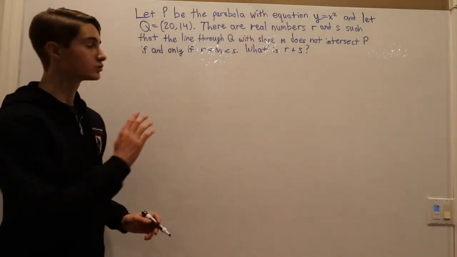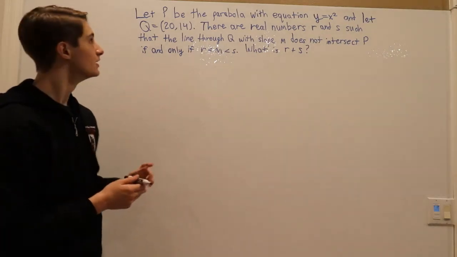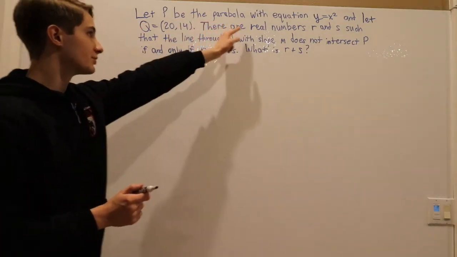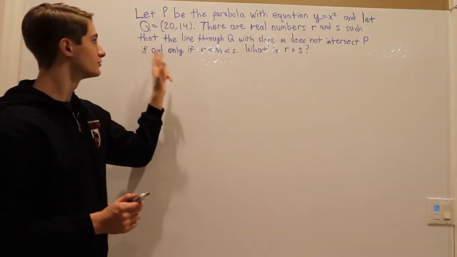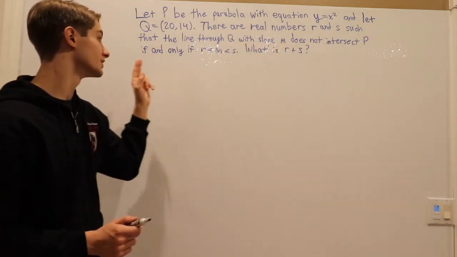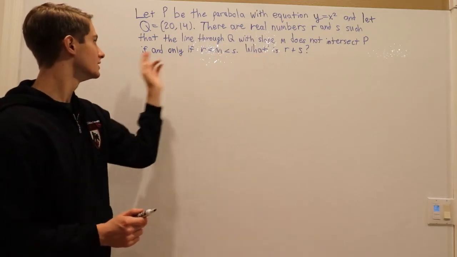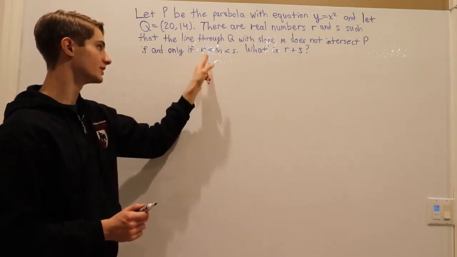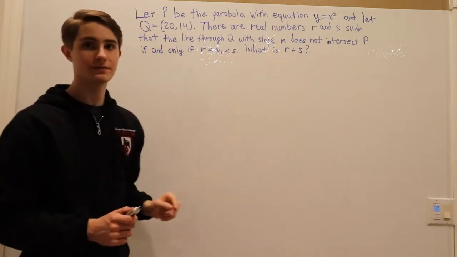Okay, we're going to do the 2014 AMC 12B, problem 17. Let P be the parabola with equation y equals x squared, and let Q be (20, 14). There are real numbers r and s such that the line through Q with slope m does not intersect P if and only if r is less than m is less than s. What is r plus s?